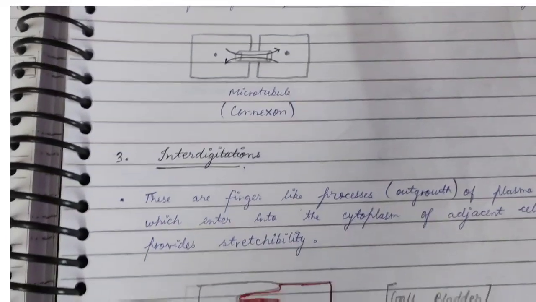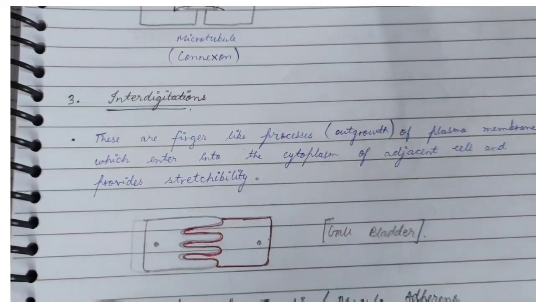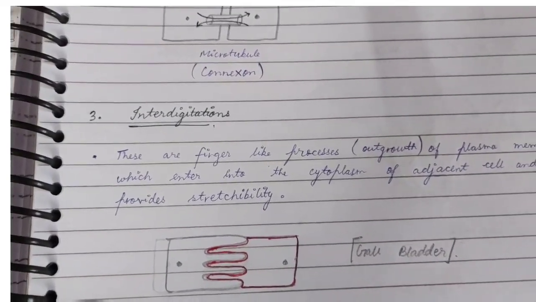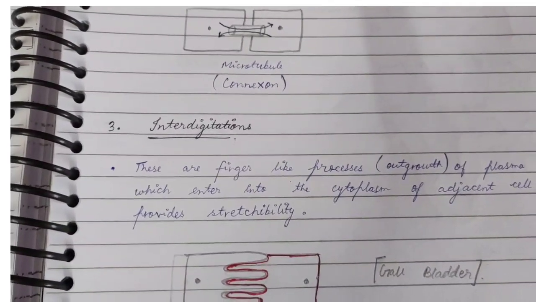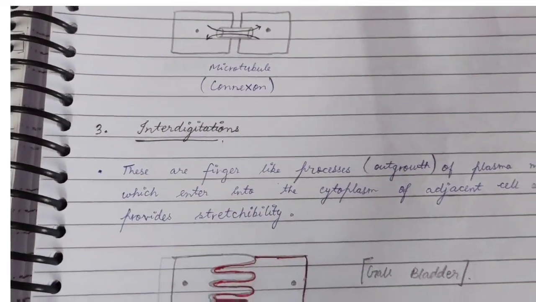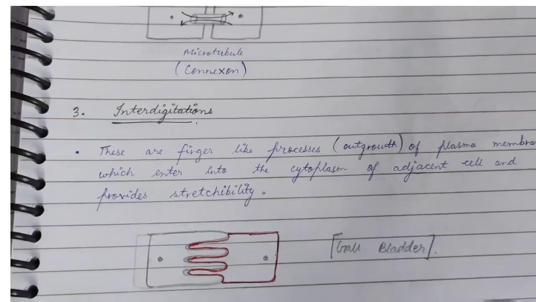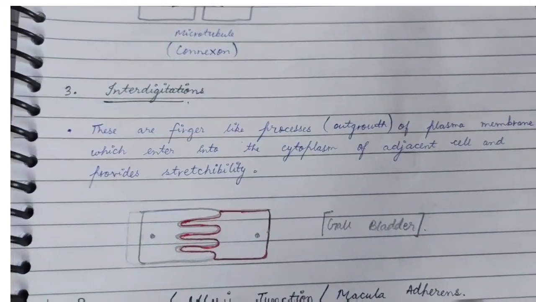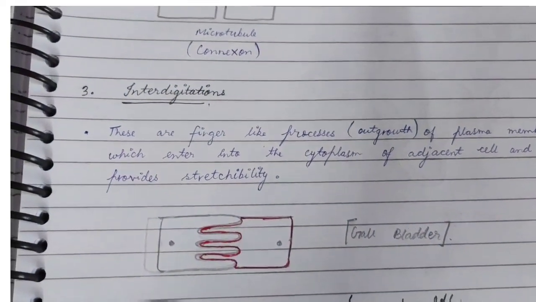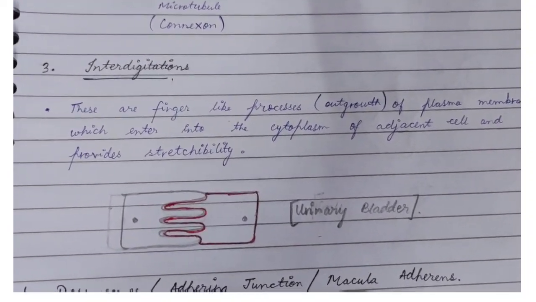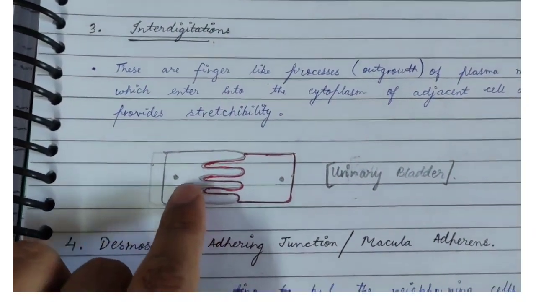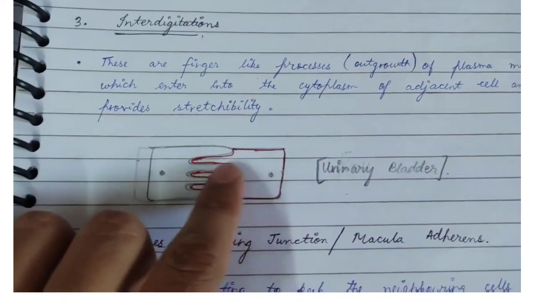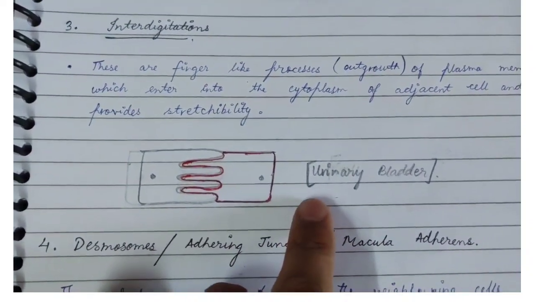Now the next junction is interdigitations. We all know that digits in math means numbers, but in biology it means projections. Like here, we will see finger-like projections. There are finger-like processes, outgrowths or projections of plasma membrane which enter into the cytoplasm of another cell, and it provides stretchability. Basically we need stretchability in the urinary bladder. As you can see, finger-like projections from both the cells form interdigitations and provide stretchability to the cells, for example in the urinary bladder.